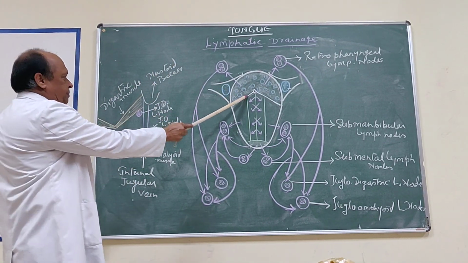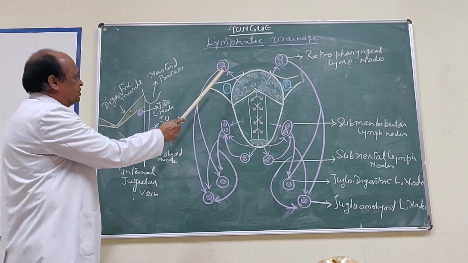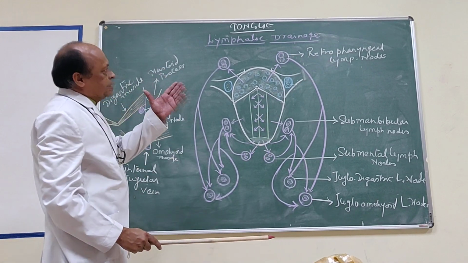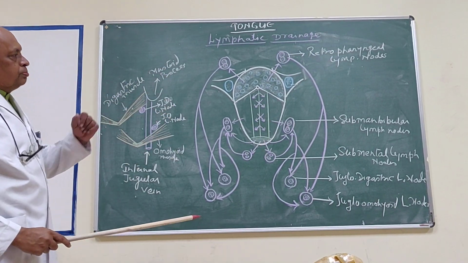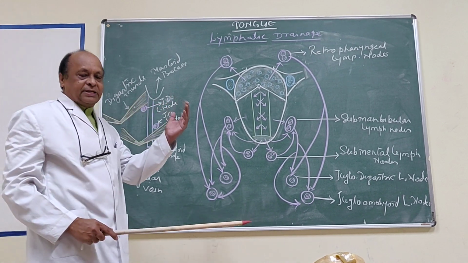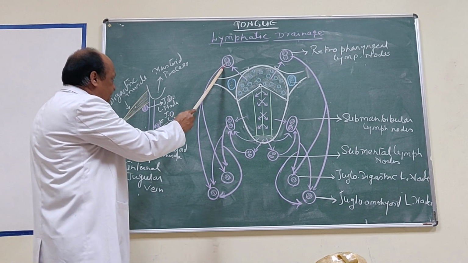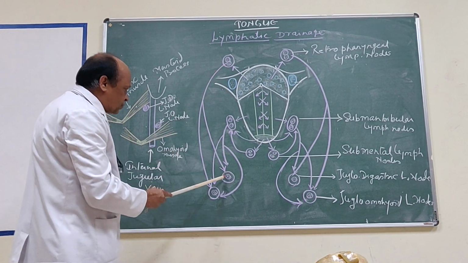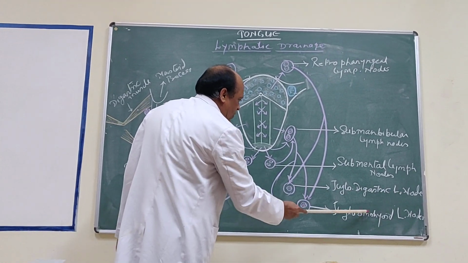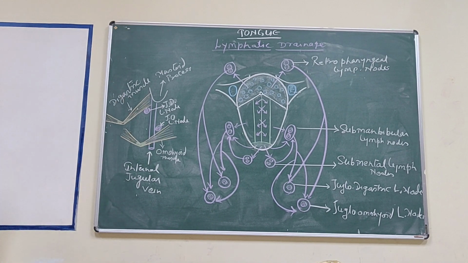Look at here, the posterior third of tongue. The posterior third tongue drains into retropharyngeal group of lymph nodes. Now, as the name indicates, retropharyngeal group of lymph nodes are situated in retropharyngeal space. The space is situated behind pharynx, and some lymphatics from this go to jugulo-digastric group of lymph node and jugulo-omohyoid group of lymph node.